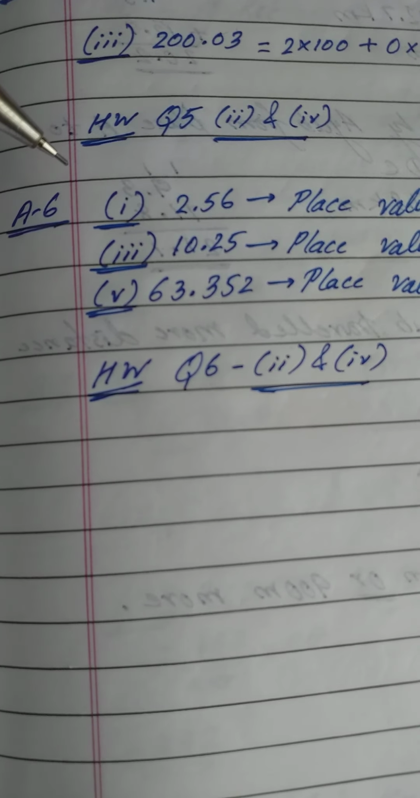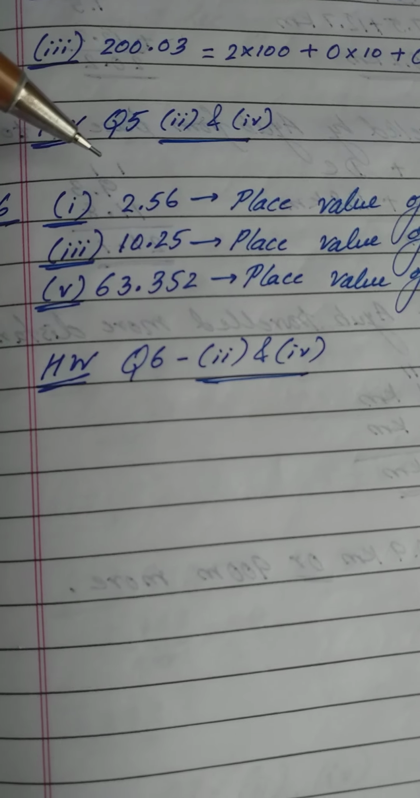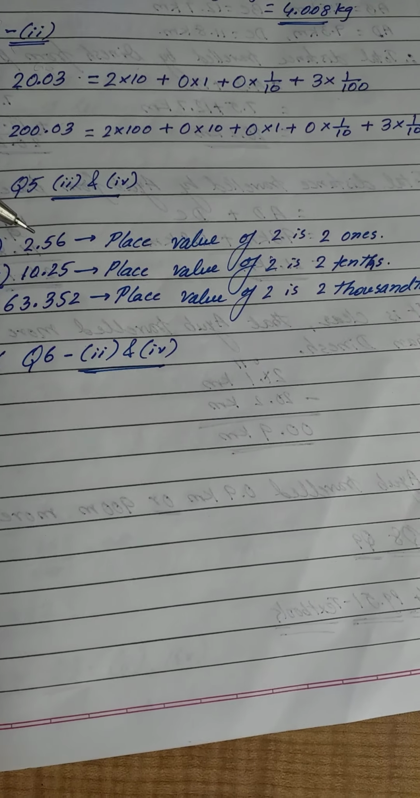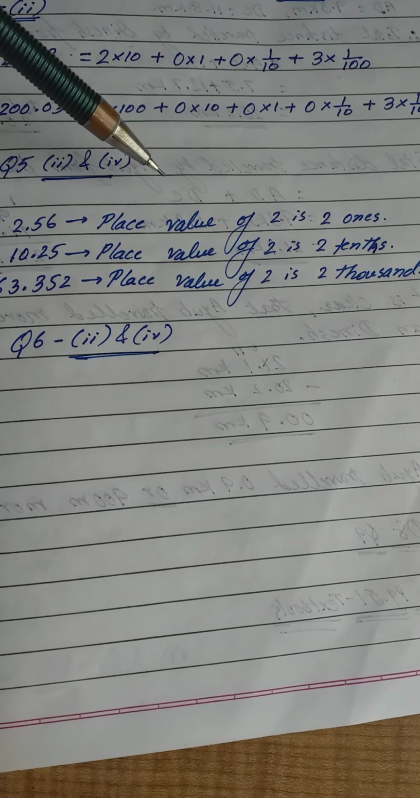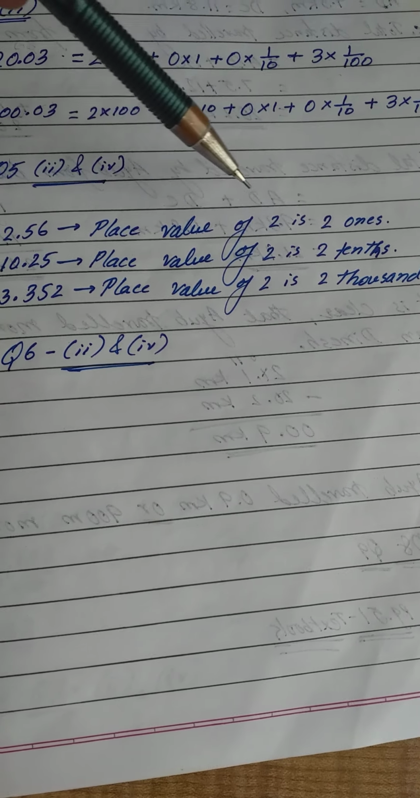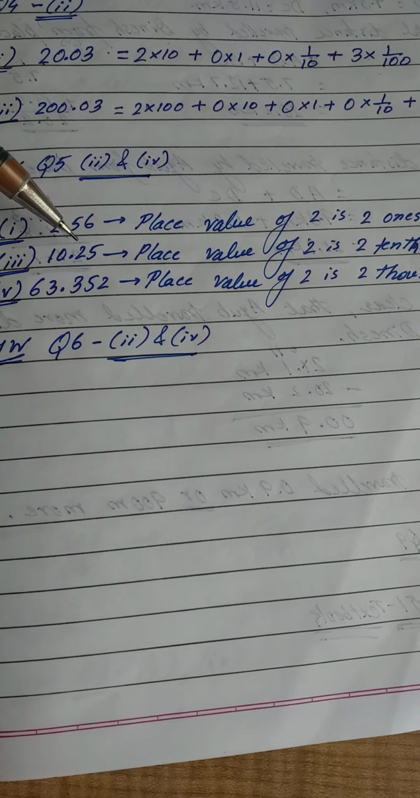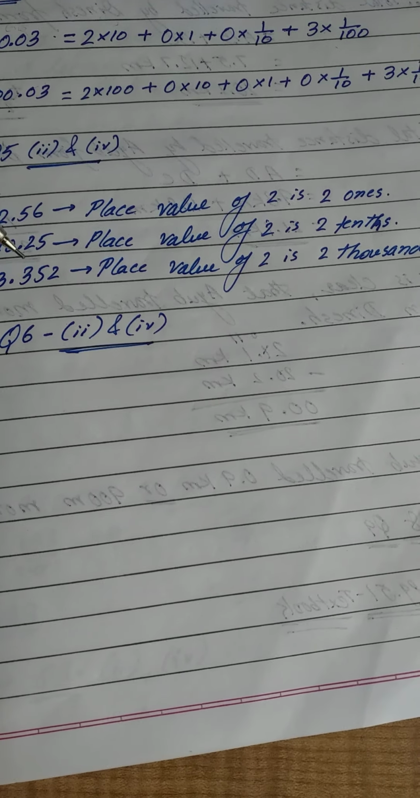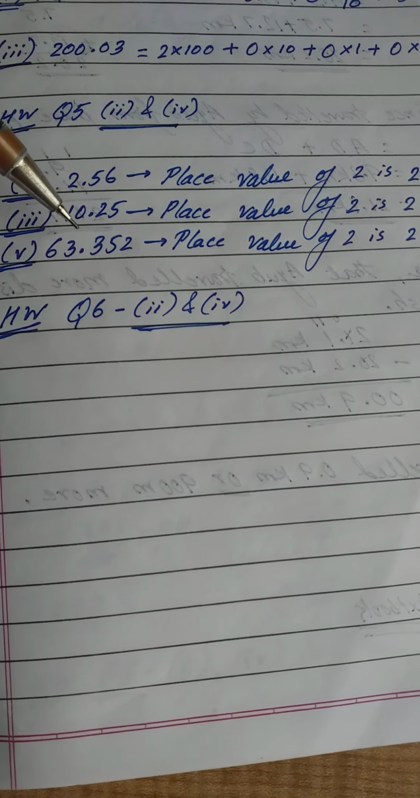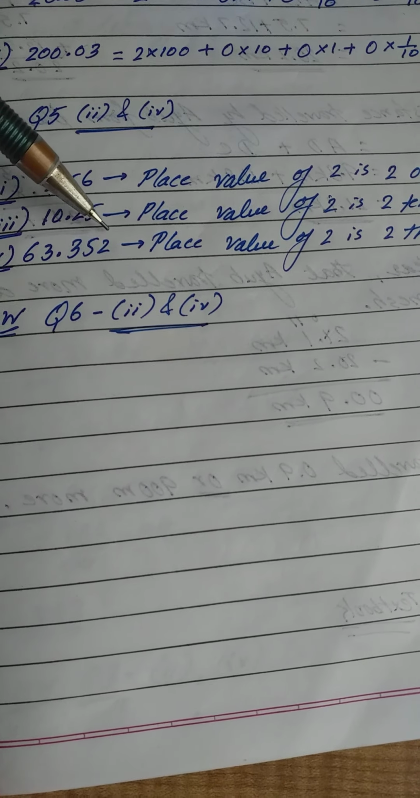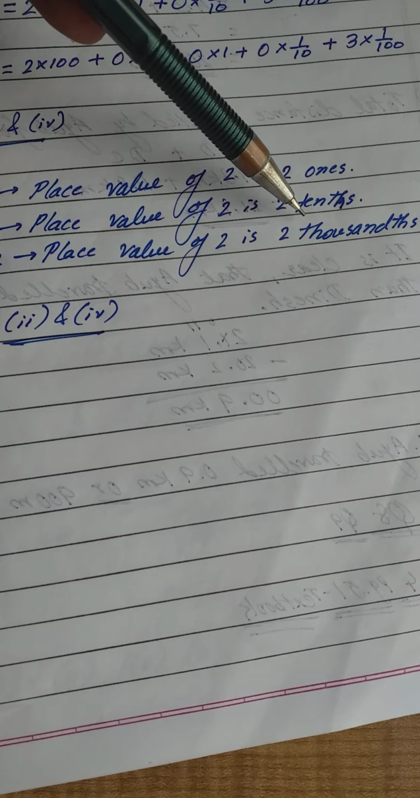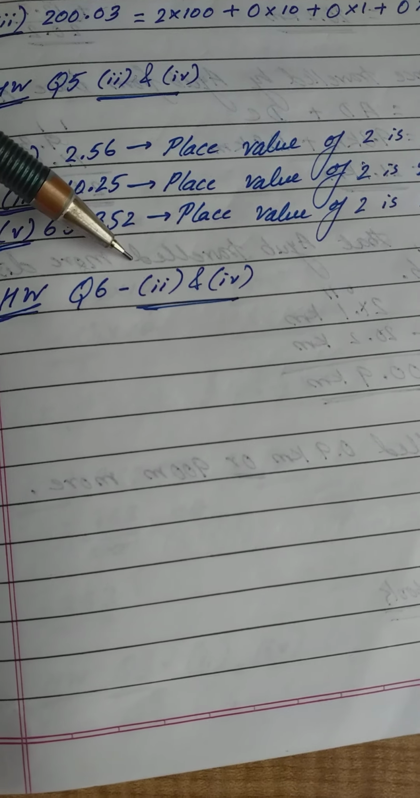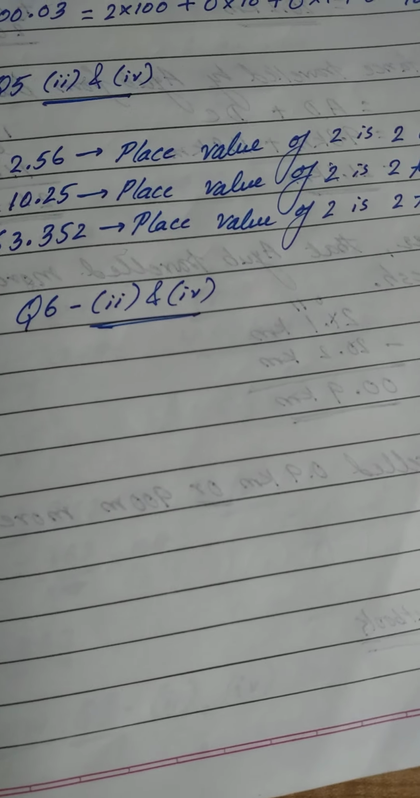Moving ahead to question number 6. We have to write the place value of 2. Right? Sum number 1, 2.56. You can see the place value of 2 is 2 ones. In sum number 3, 10.25. Place value of 2 is 2 tenths. And sum number 5, 63.352. The place value of 2 is 2 thousandths. Similarly, question number 6, second and fourth will be your homework.